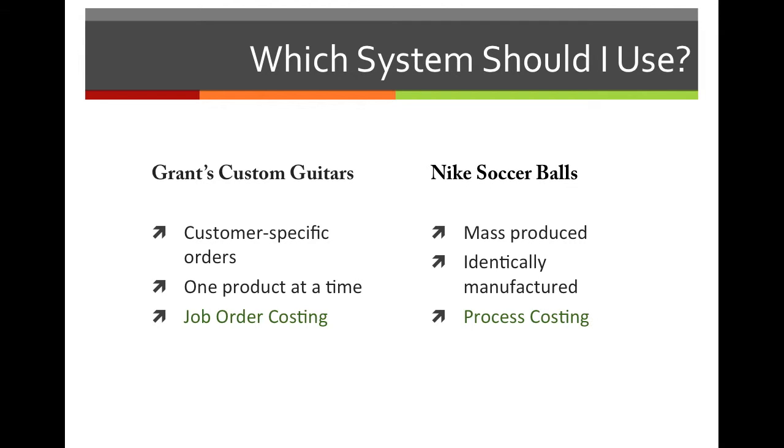Now, Nike making soccer balls, on the other hand, would likely use process costing because the balls are mass-produced and each unit can be considered worth the same as any other unit.